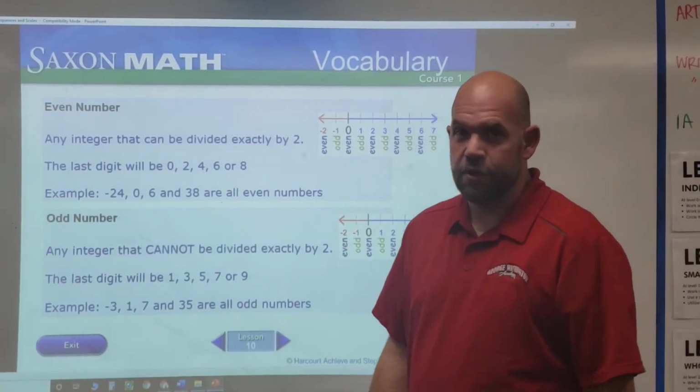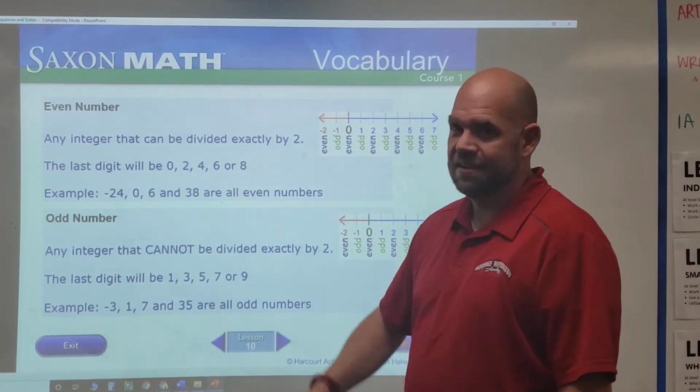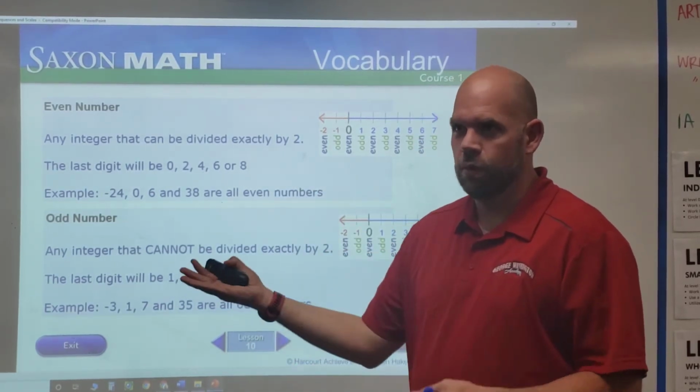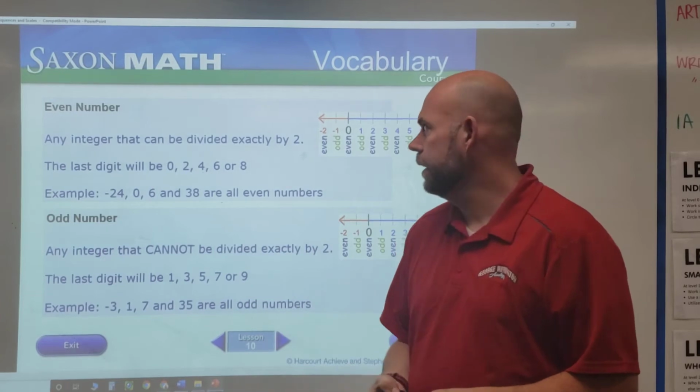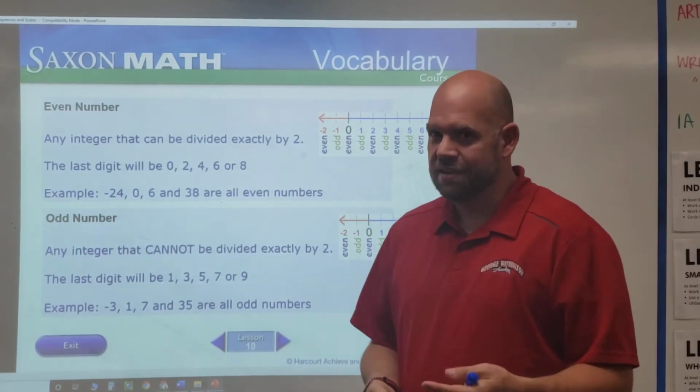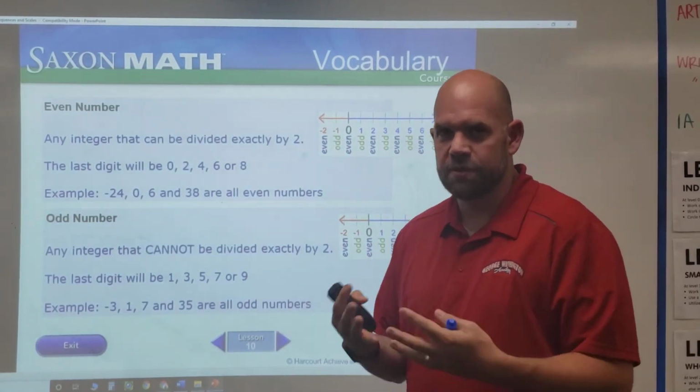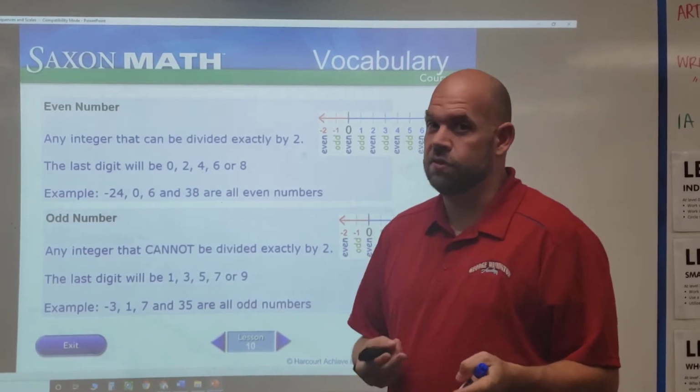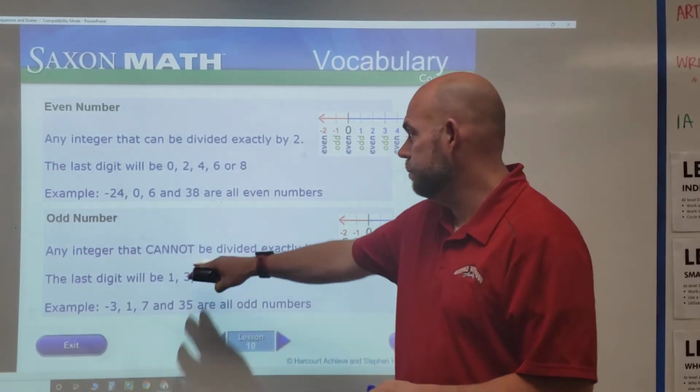That's any integer or any number that can be divided exactly by 2. So like we know 4 divided by 2 is 2. So 4 would be an even number. 8 divided by 2 would be 4. It keeps the whole number. But 7 divided by 2 is 3.5. So that doesn't work. That would be an odd number.